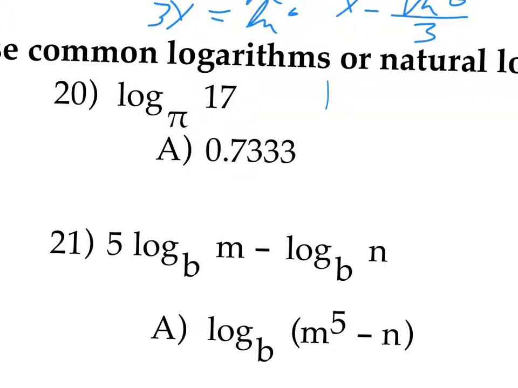For number 20, oh good, we are. We're going to do the same thing we did before. Log 17 divided by log pi using common logs. You could do this with ln if you chose, but either way, you end up with the same thing.